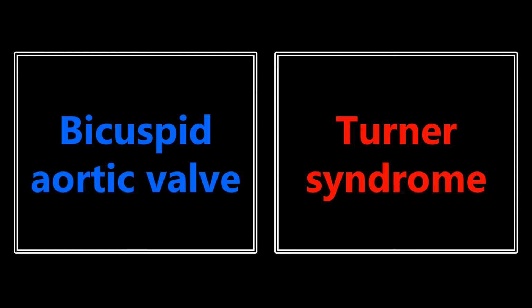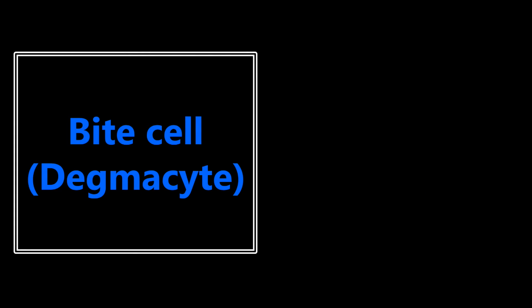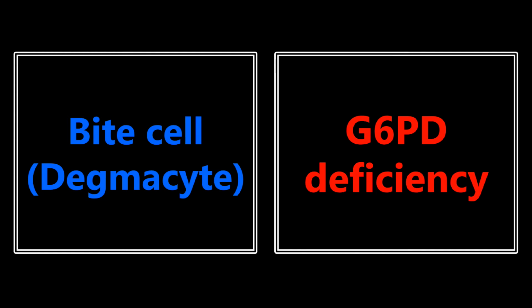The next one, a bicuspid aortic valve. If you see this, you want to be thinking about a patient with Turner syndrome. Remember, this is 45,XO. If you see a bite cell or a degmacyte, they might use either of those terms to try and throw you off. You want to be thinking about G6PD deficiency.